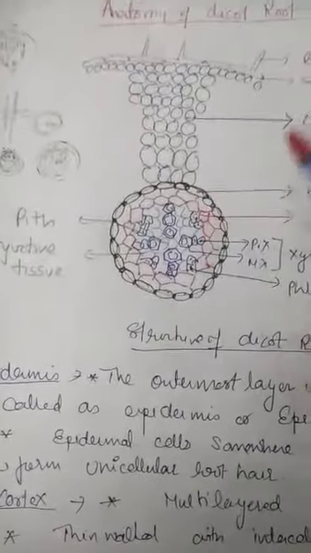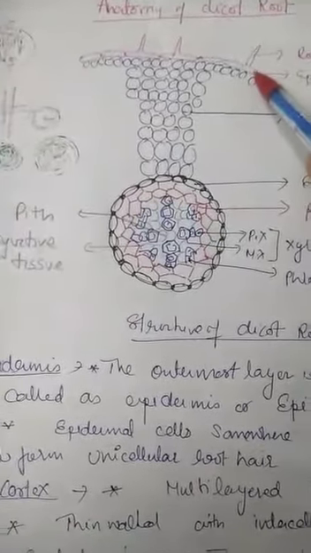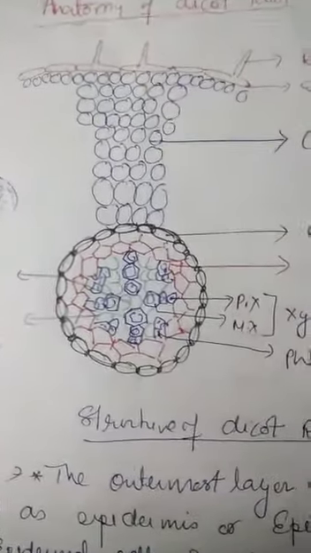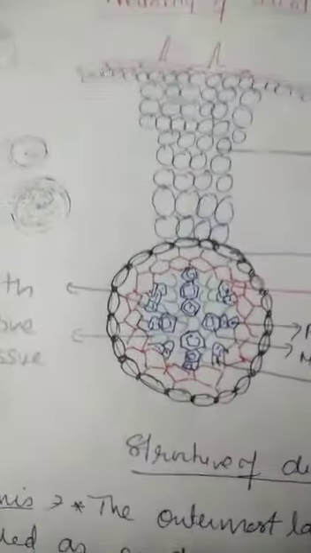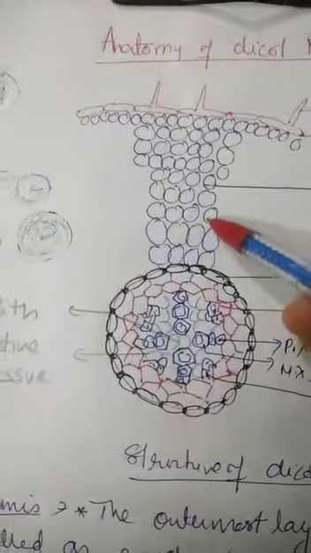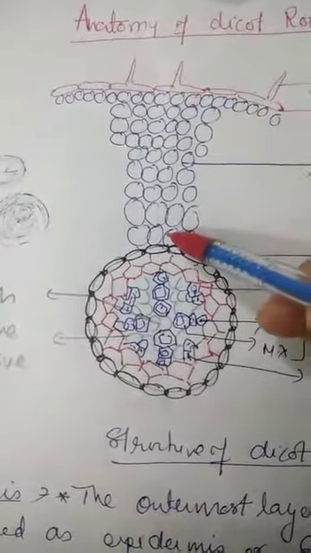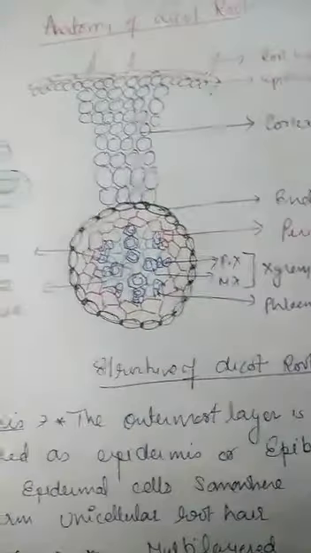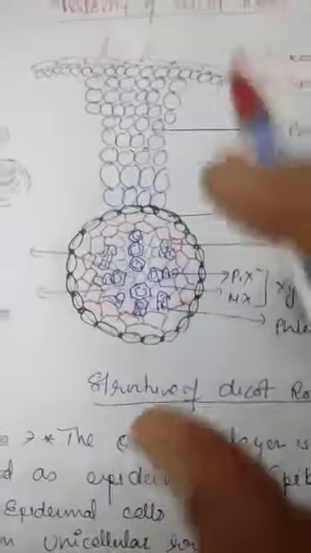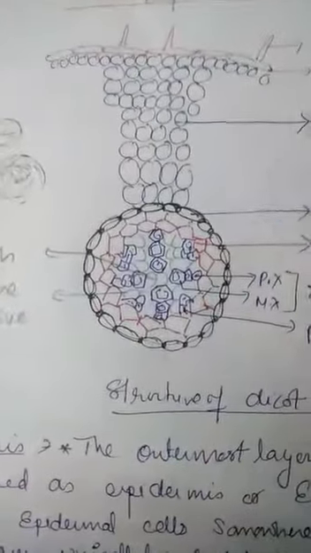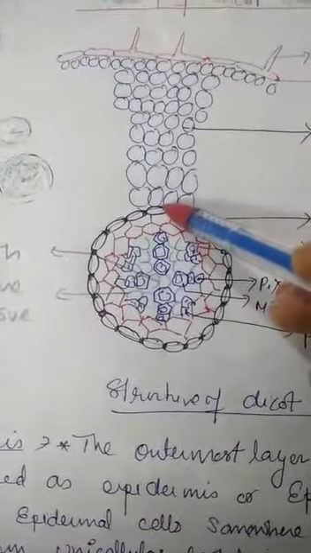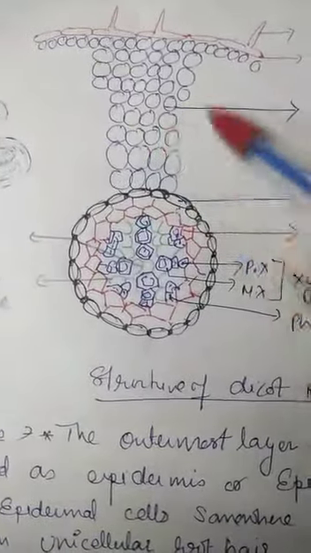Now come to here. See that this is the outermost layer, which is epidermal cells, and these epidermal cells get elongated somewhere to form the unicellular root hair. That means unicellular root hairs are present in the roots, and then this is the multi-layered cortex. You are to imagine this diagram as a complete circle, but out of that we have drawn one part of it. Is that clear? The cortex is multi-layered parenchymatous loosely arranged cells with intercellular gaps.